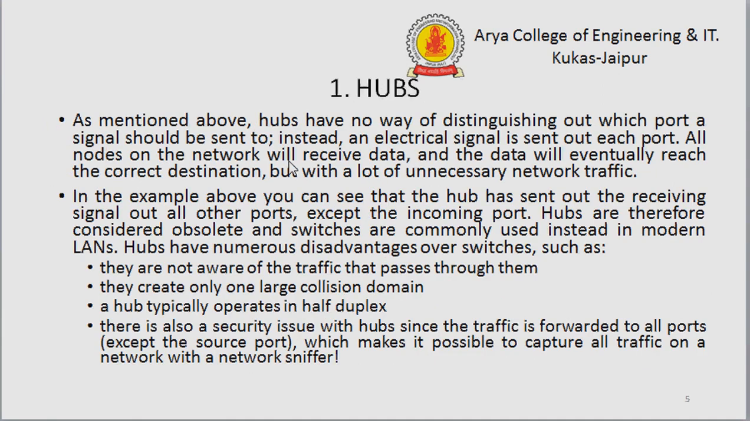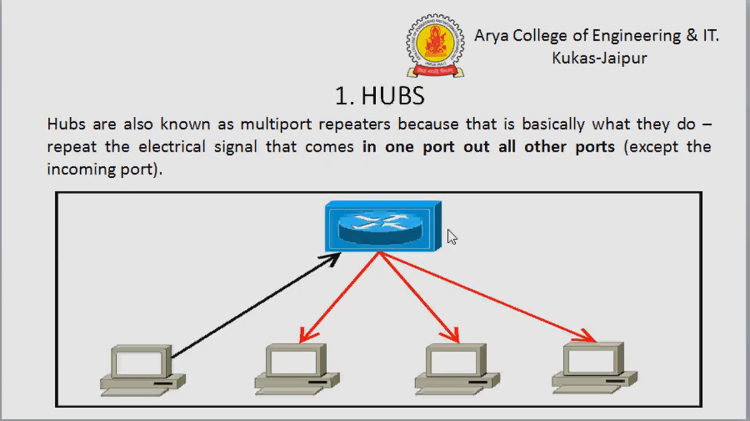Hubs have no way of distinguishing which port a signal should be sent to. Instead, an electrical signal is sent out each port. All nodes on the network will receive data and data will eventually reach the correct destination, but with a lot of unnecessary network traffic. In the example above, you can see that the hub has sent out the received signals out all other ports except the incoming port. This is the example.